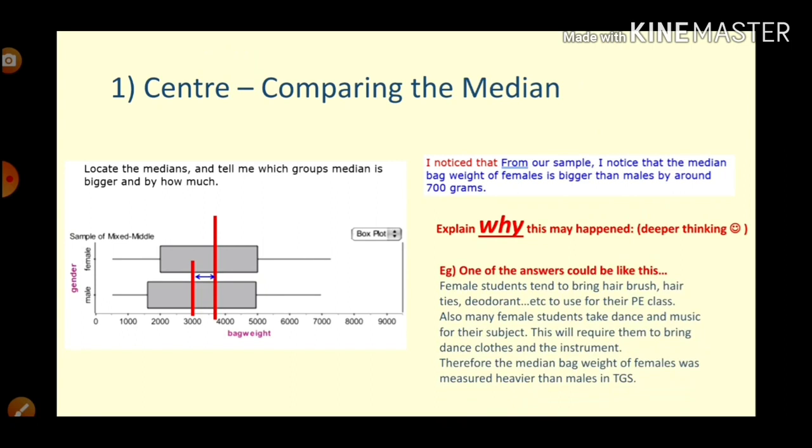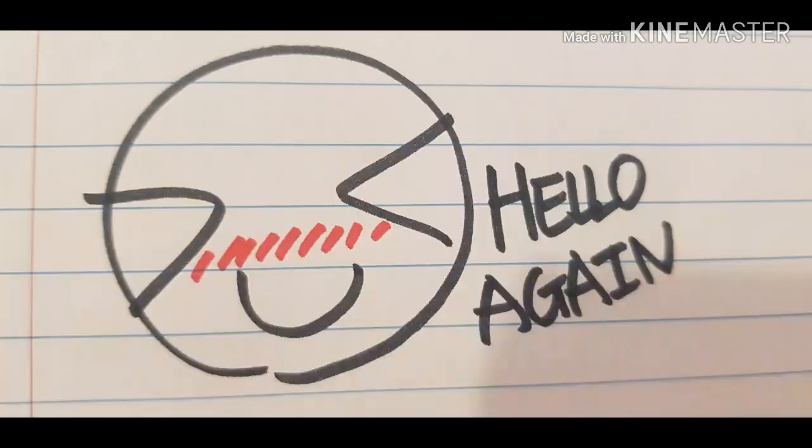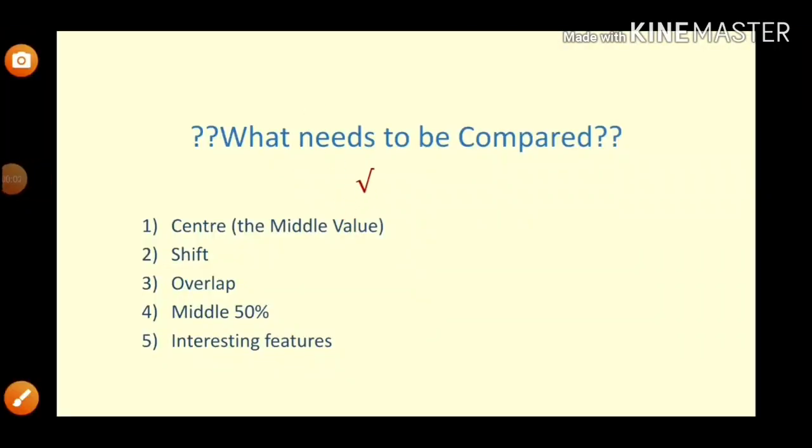Just to give you an example, one of the answers is that females tend to bring a hairbrush, hair ties and deodorant for their PE class, because they need to tie their hair and everything. I also noticed that more female students tend to take dance class, so they have to bring extra gear to school, and if they do music, they need to bring an instrument as well. So that will pull up the bag weight for females. That's just my example. You can think about it and give me your insight into why this might have happened. Ta-da! This is how we compare the center.